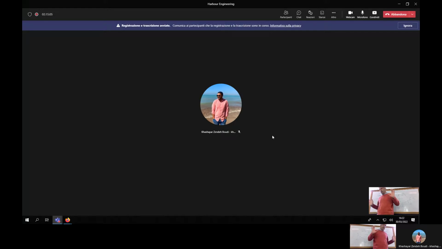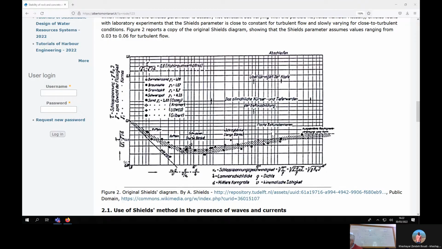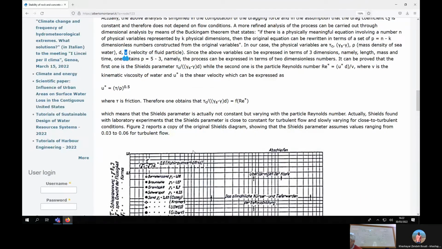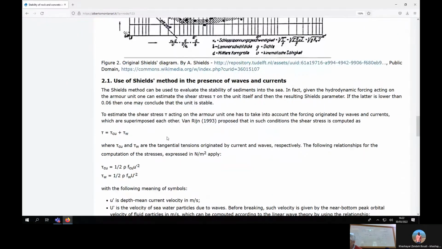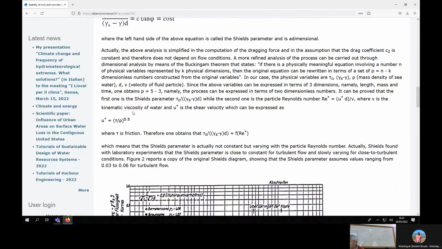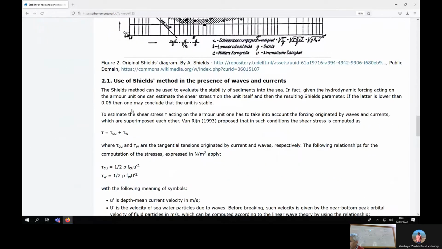Now let's see what happens when we account for other complexities. First, how can we compute the shear stress? Usually we consider two situations: the shear stress acting on the armor unit due to currents, and the shear stress due to waves.